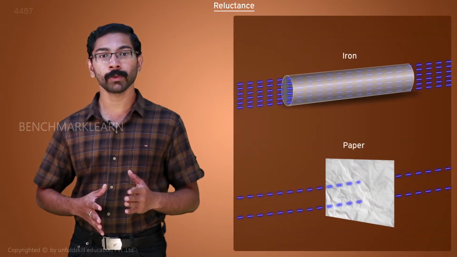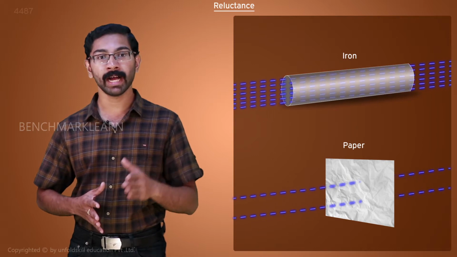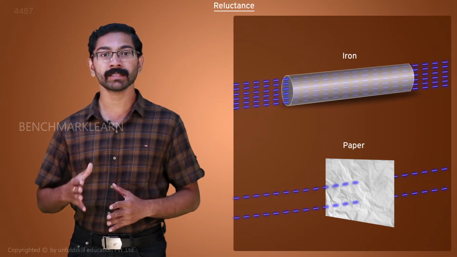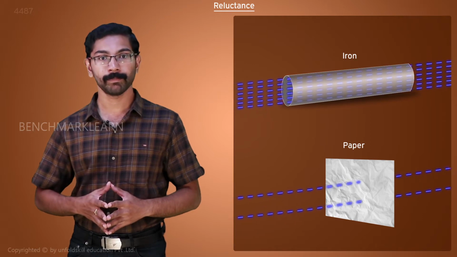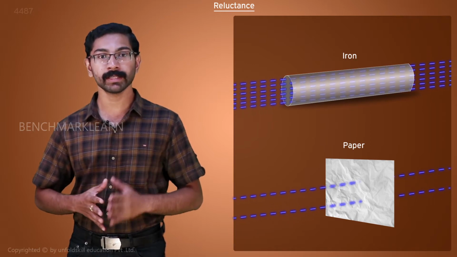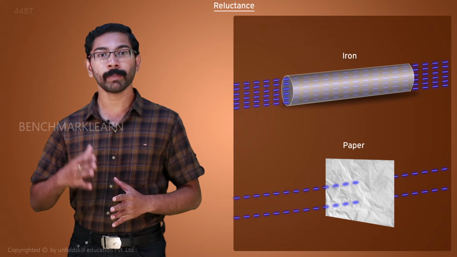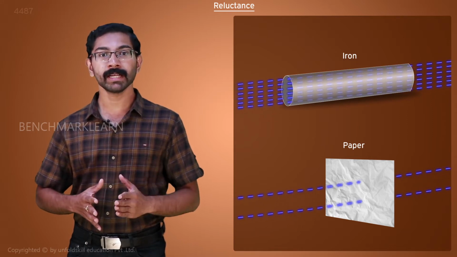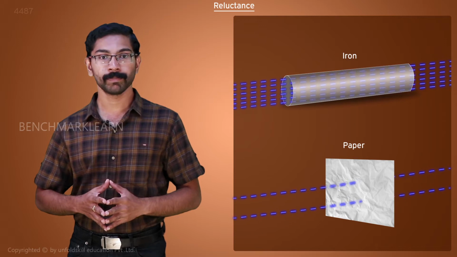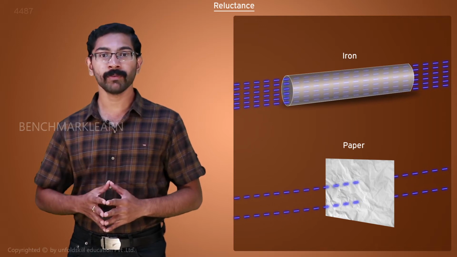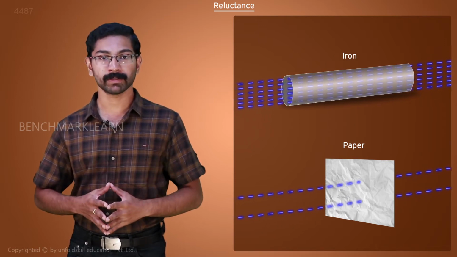Reluctance. We have seen what magnetomotive force or MMF is and what magnetic flux is. MMF is the cause of magnetic flux through any material. Flux can pass through both magnetic materials like iron as well as non-magnetic materials like air or paper. The difference between these materials is how easily the flux passes through them. Magnetic materials very easily permit flux through them. So, even with a small MMF, we can get more magnetic flux.